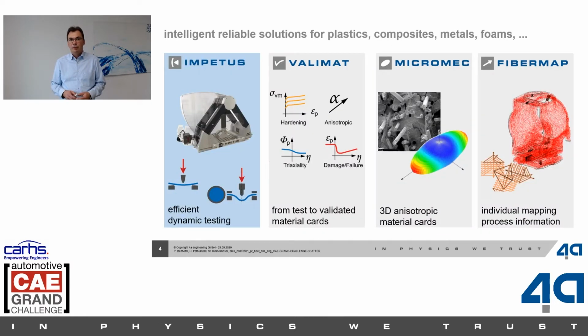First of all, I would like to give you a rough overview about our products. As you may know, we have some software products, especially Valimat, where we can make material cards from test data to a validated material card. And from the testing side, we are offering a testing device, a desktop device, where you can do efficient dynamic testing. More on this later on.